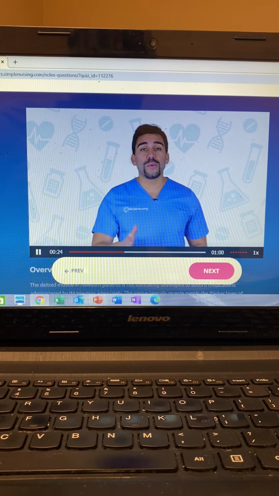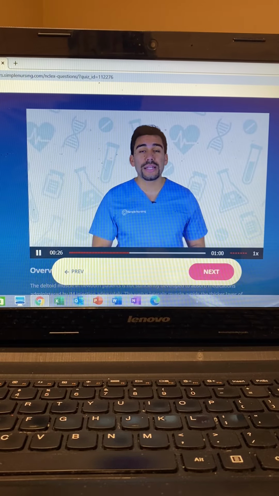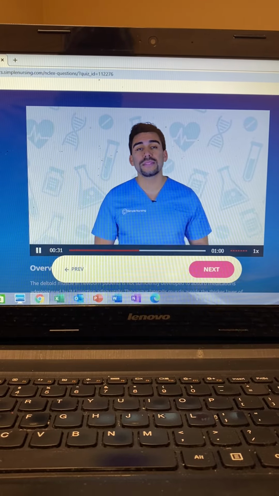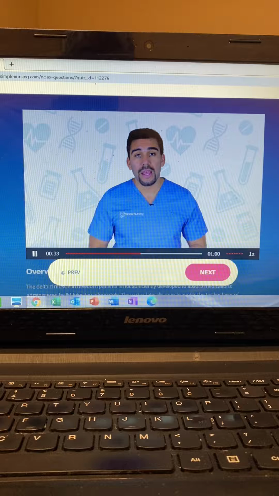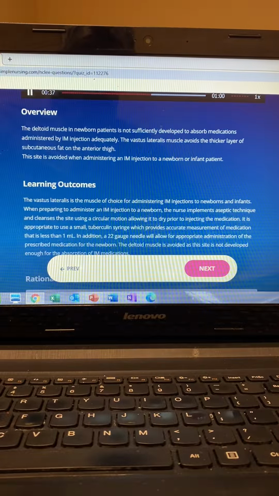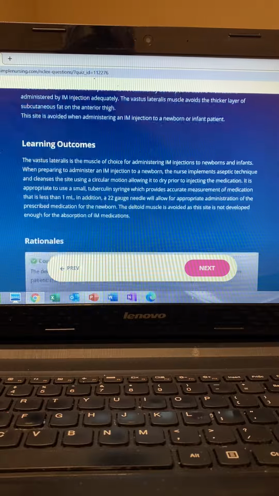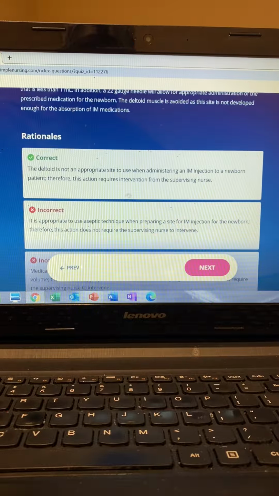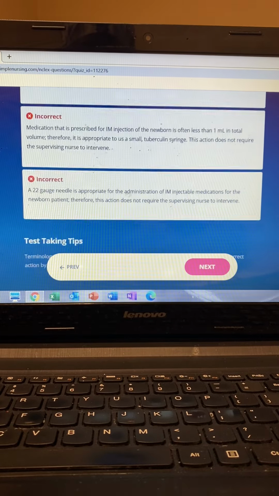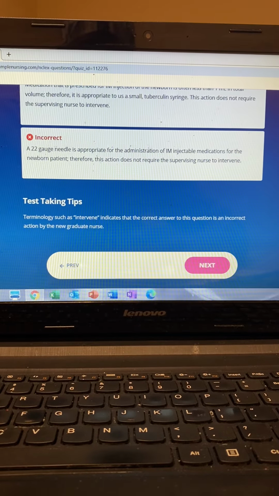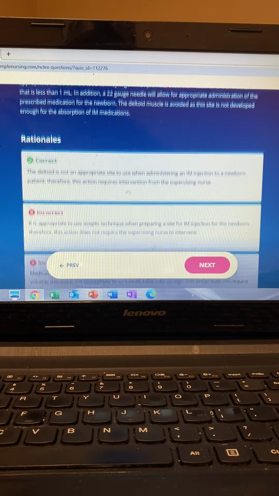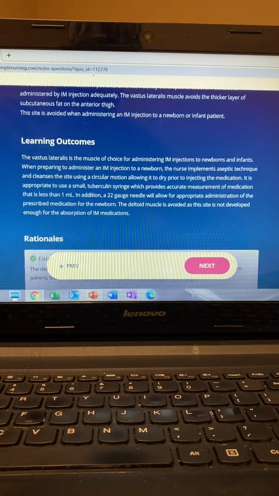So option number 1 we have to choose, because the deltoid is not used for IM injections in newborns. We use the thigh, known as the vastus lateralis. And options 2 and 3 we have to skip, because aseptic technique should be used for an injection. And option 3, a small tuberculin syringe is okay for injecting a small volume if the patient is small. And option 4 we have to skip, because a small gauge needle should be used with that newborn patient.